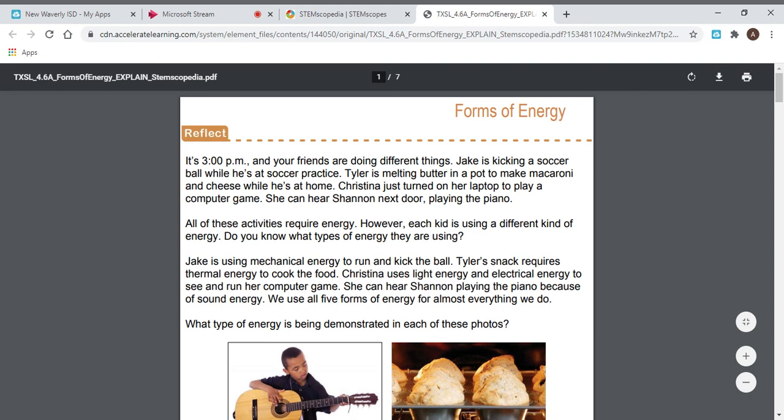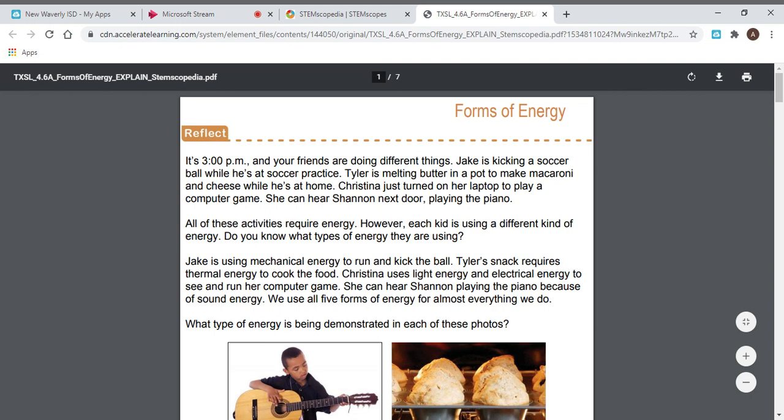It's 3 p.m. and your friends are doing different things. Jackie is kicking a soccer ball while he's at soccer practice. Tyler is melting butter in a pot to make macaroni and cheese while he's at home. Christina just turned on her laptop to play a computer game. She can hear Shannon next door playing the piano. All of these activities require energy. However, each kid is using a different kind of energy. Do you know what type of energy they are using?